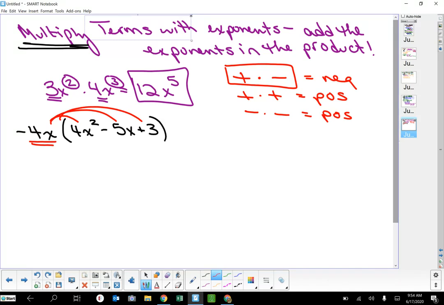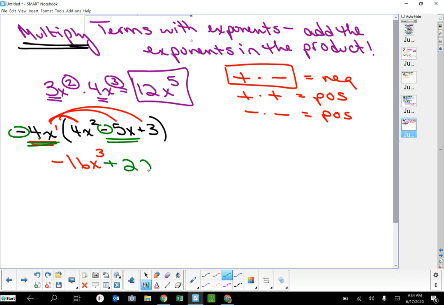So moving forward here. Negative 4x squared, or 4x times 4x squared. We get 4 times 4 is 16. We have a negative times a positive is a negative. And an x to the first times x squared is x cubed. So that's what your first term would be. Then I have negative 4x times negative 5x. Well, negative times a negative is a positive.